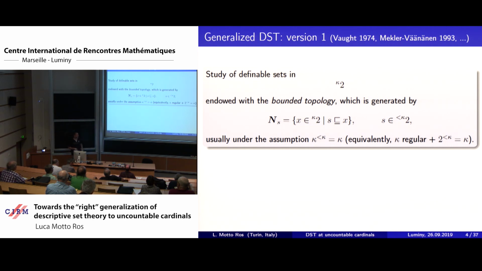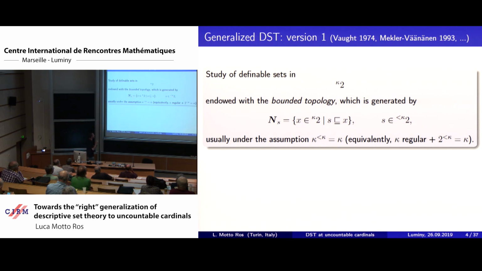And you endow this with the bounded topology, which is the one described there. So you take just a bounded sequence and take any possible extension. This is a basic open set, and you take the topology generated by this. This is the usual topology on the Cantor space, just generalized to this uncountable cardinal.